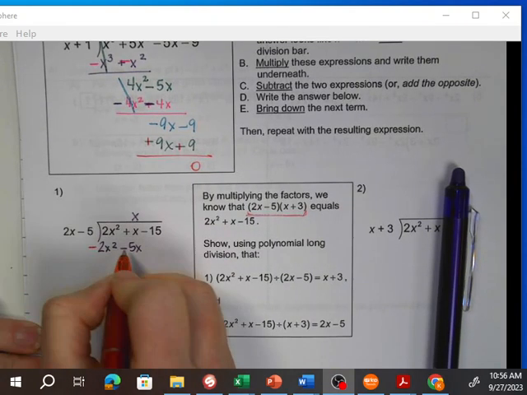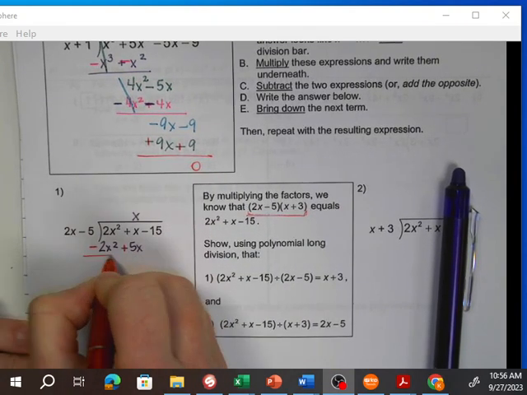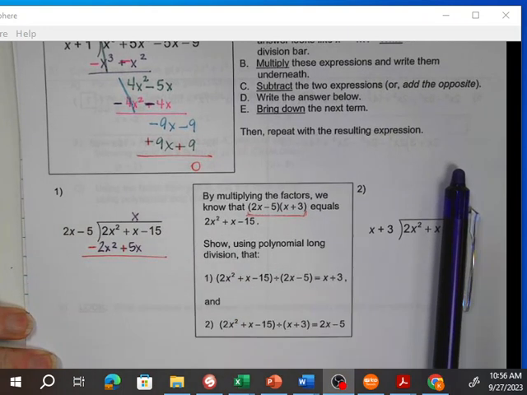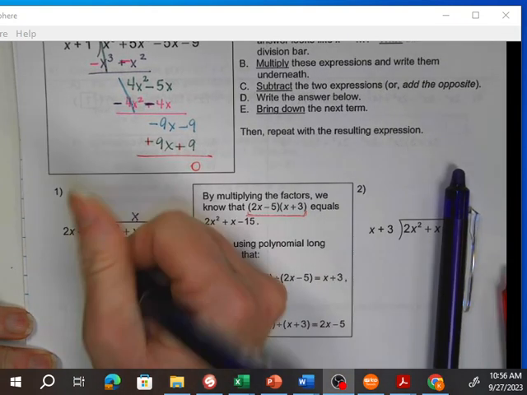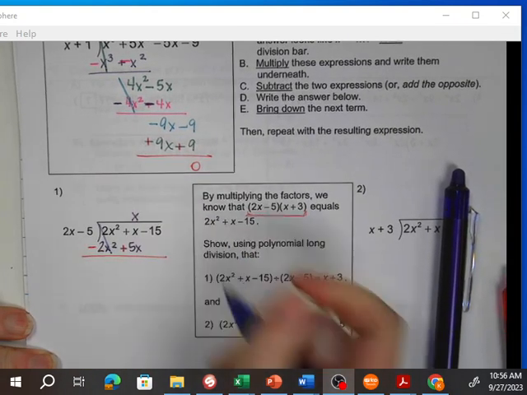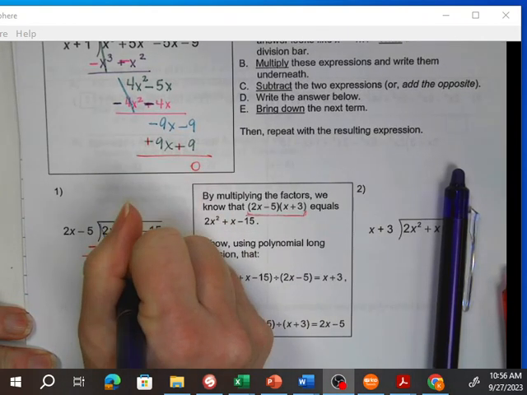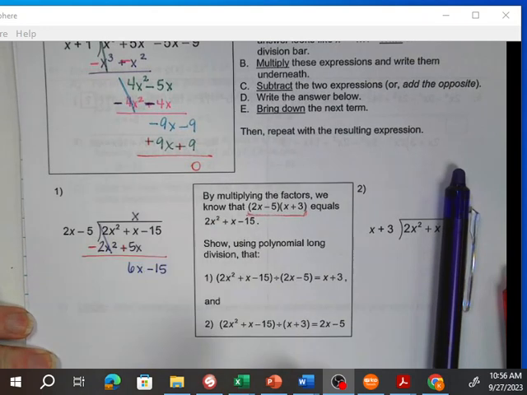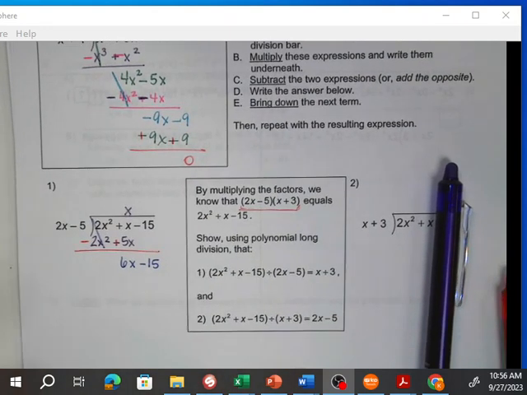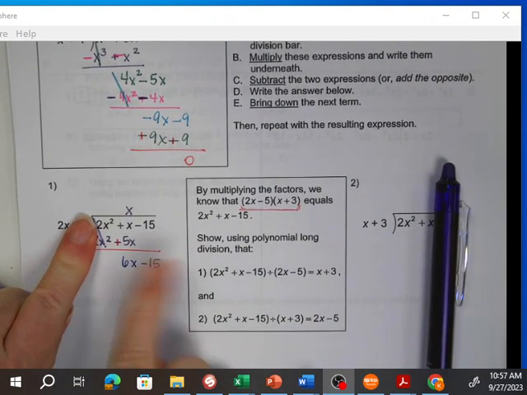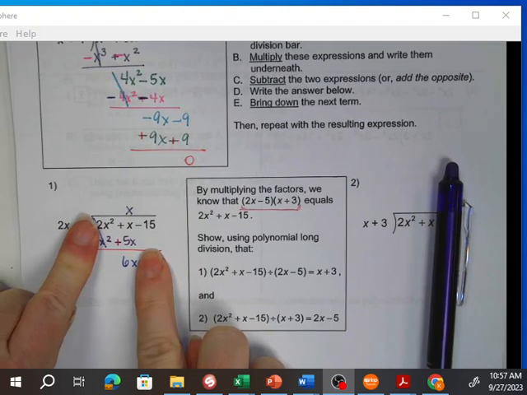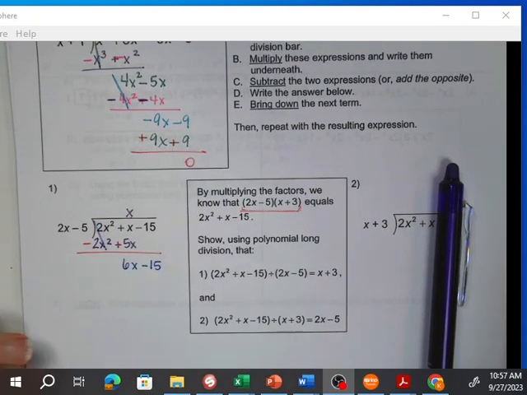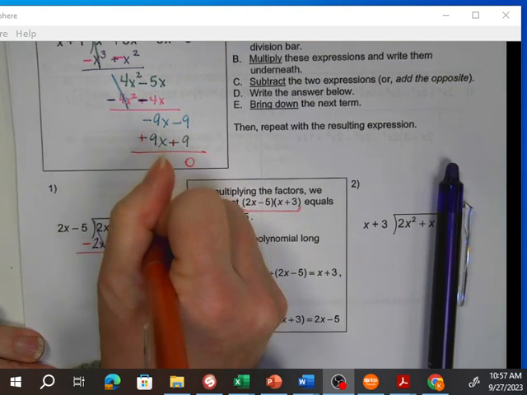Change the signs on everything underneath to make them their opposite. And add straight down. My 2x squareds cancel. X plus 5x is 6x. Bring down the negative 15. Alright. I ignore everything but the first term. What would I have to multiply 2x by in order to get 6x? Positive 3. So I put plus 3.